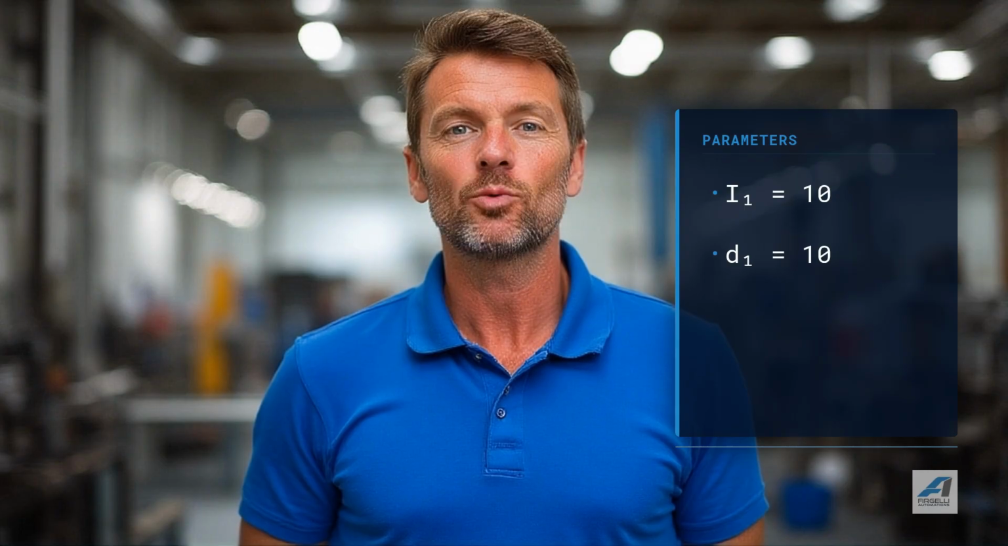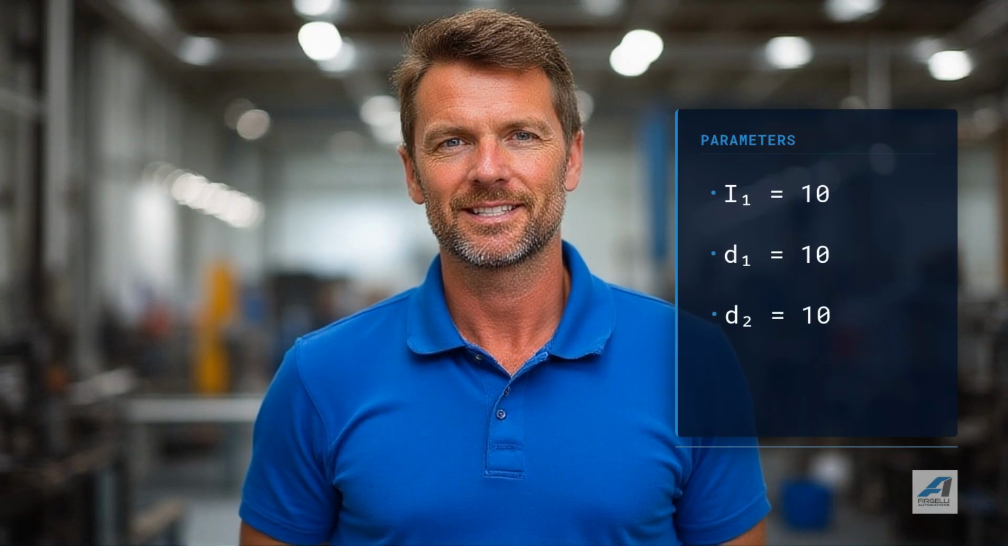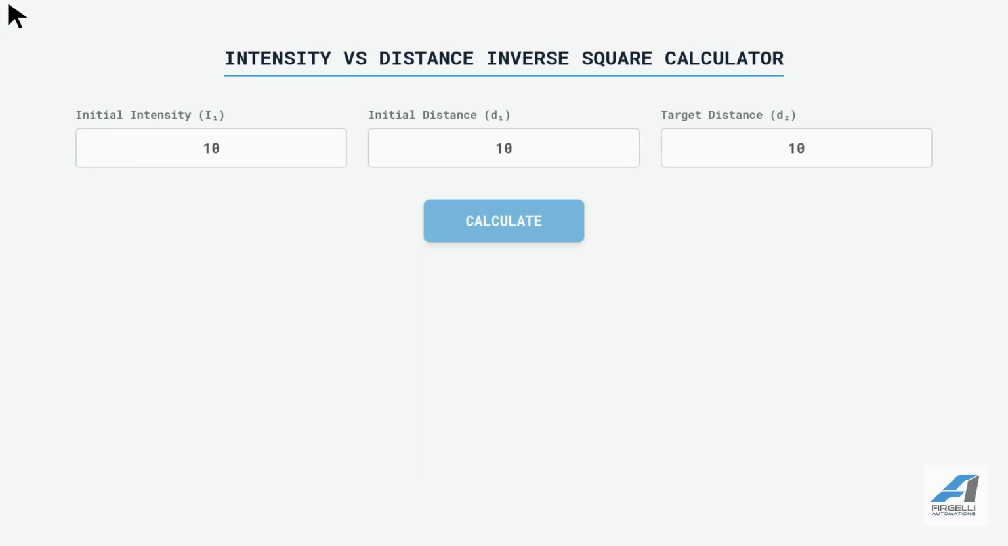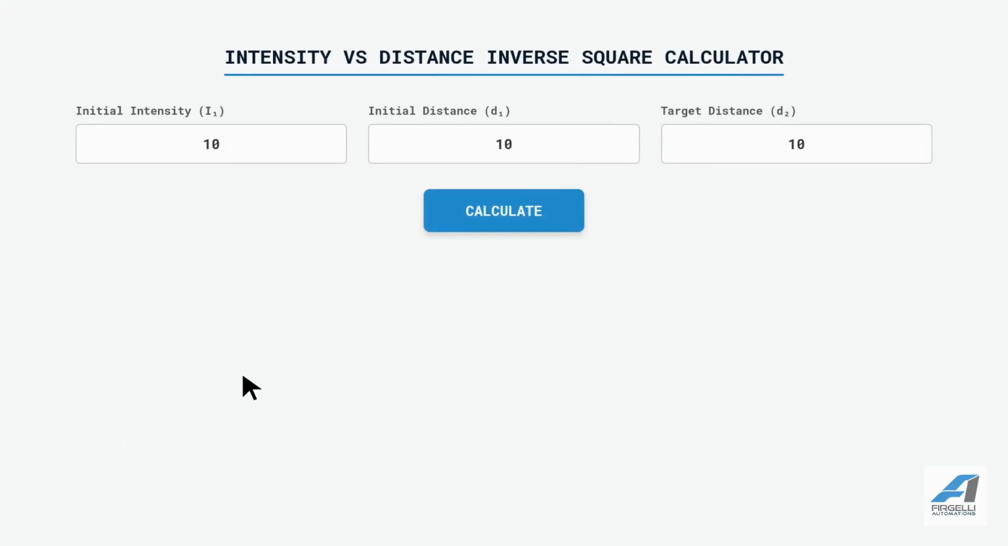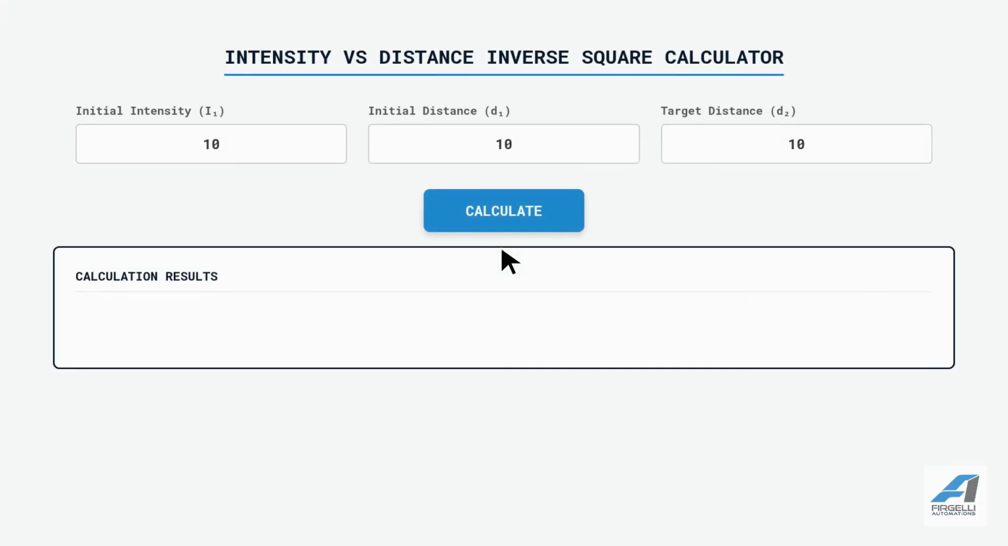Let's work through an example. I'll enter initial intensity I1 equals 10, initial distance D1 equals 10, and target distance D2 equals 10. After clicking Calculate, the results show intensity at D2 is 10,000 in the same units as I1.